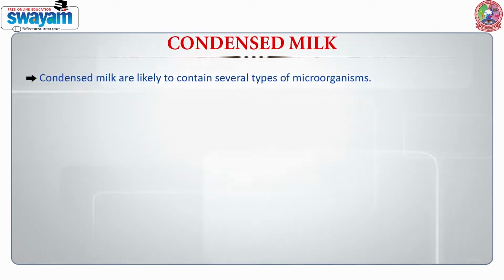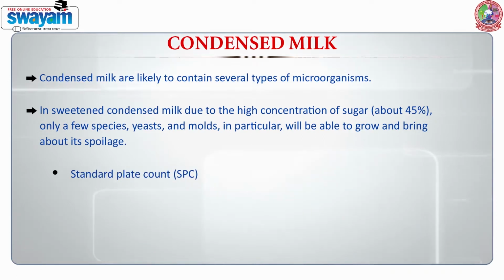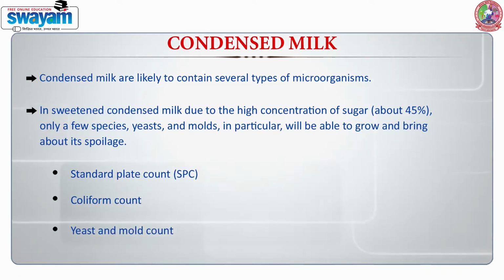Condensed milk is likely to contain several types of microorganisms. In sweetened condensed milk, due to the high concentration of sugar, about 45%, only a few species, yeast and molds in particular, will be able to grow and bring about its spoilage. Some tests required are standard plate count, coliform count and yeast and mold count.